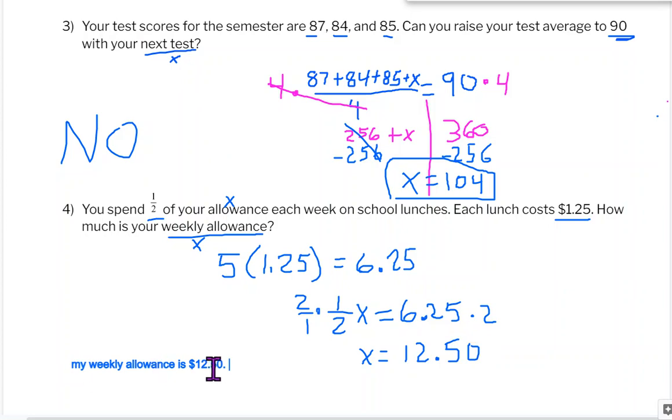My weekly allowance is $12.50. So we had to figure out, and this one was kind of more multi-step, how much we spent on lunch for the week, and then we knew that that was half of our allowance, right? And we didn't know our allowance, and then we solved and figured out our allowance.